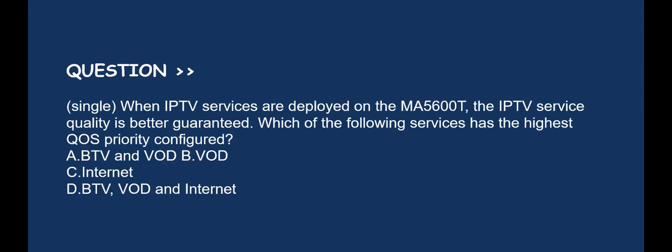Next one, when IPTV services are deployed on the MA5600T, the IPTV service quality is better guaranteed. Which of the following services has the highest QoS priority configured? Option A, BTV and VOD. Option B, VOD. Option C, Internet. Option D, BTV, VOD and Internet. The correct answer is option A.